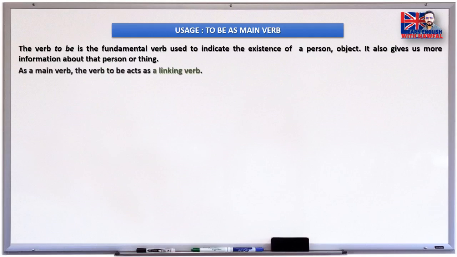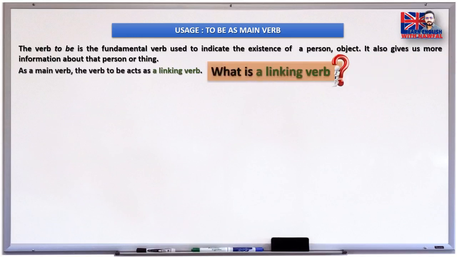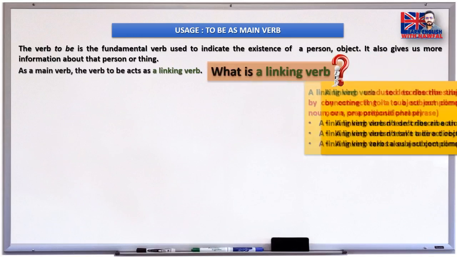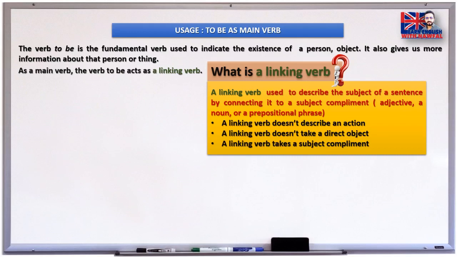As a main verb, the verb to be acts as a linking verb. But let's stop right here. What is a linking verb? So we need to understand more information about linking verb. A linking verb is used to describe the subject of a sentence. And we can do this by connecting that verb to a subject complement. And of course, the subject complement can be an adjective, a noun, or a prepositional phrase. A prepositional phrase is composed of a preposition and a noun, okay?